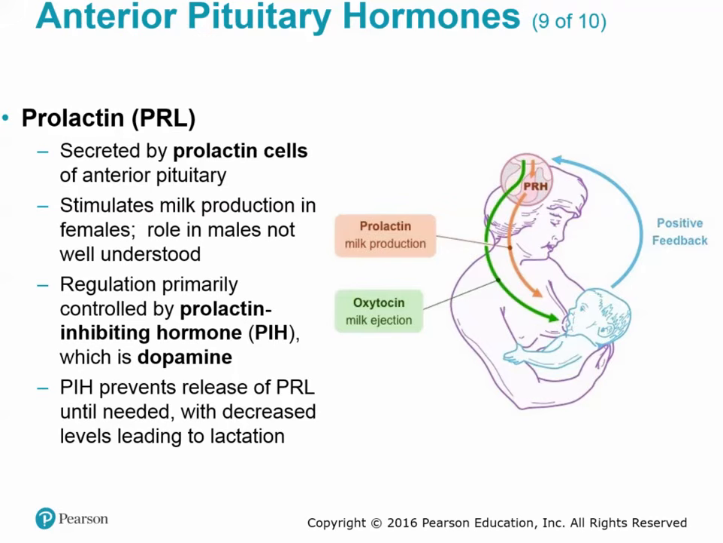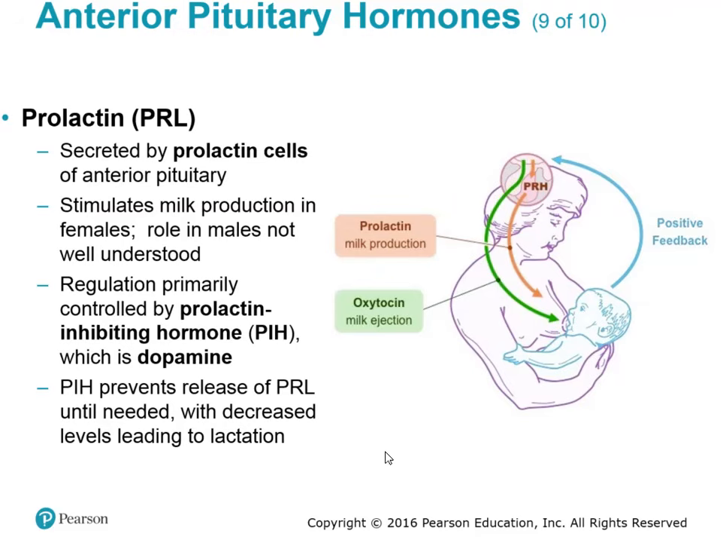So prolactin, our next anterior pituitary hormone, is going to stimulate milk production in females. As of today, the role in males is not well understood. They do produce small amounts of prolactin, but we're not sure what it does. But in females, it's going to stimulate milk production. Prolactin, prolactation. Its regulation is primarily controlled by a prolactin inhibiting hormone, or dopamine. This can prevent the release of prolactin until it's needed, with decreased levels leading to that lactation.